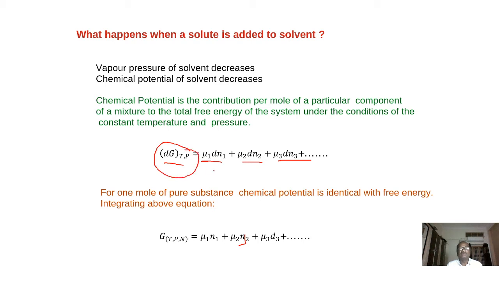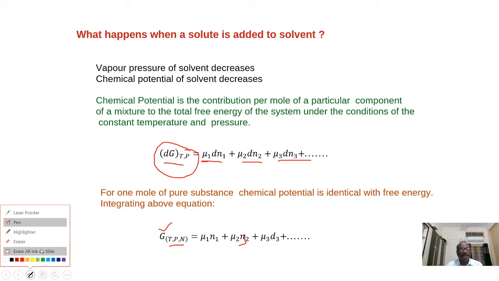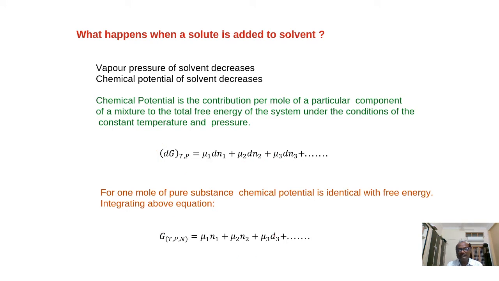So that is the meaning of chemical potential. For 1 mole, let us integrate this equation and we get G, the total free energy of the system at a particular temperature, pressure and containing n number of particles, that is Avogadro number of particles. It will be equal to mu1 n1 plus mu2 n2 plus mu3 n3 and so on.